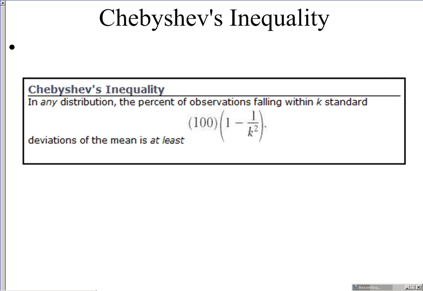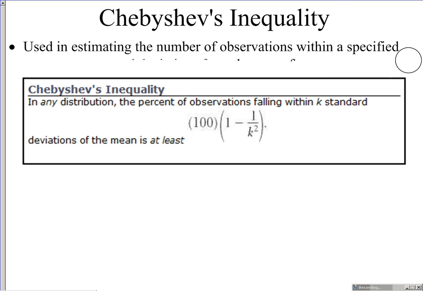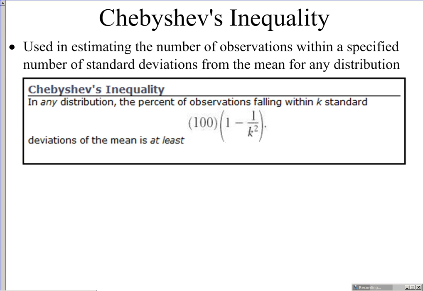Well, what if the distribution isn't symmetric? Then we can use Chebyshev's inequality. Chebyshev's inequality is not quite as accurate as the empirical rule, but we can use it in estimating the number of observations within a specified number of standard deviations from the mean for any distribution. And that's the key to Chebyshev's inequality, which allows it to be used a little bit more than the empirical rule in any distribution.